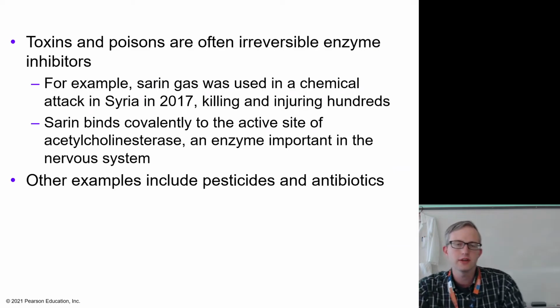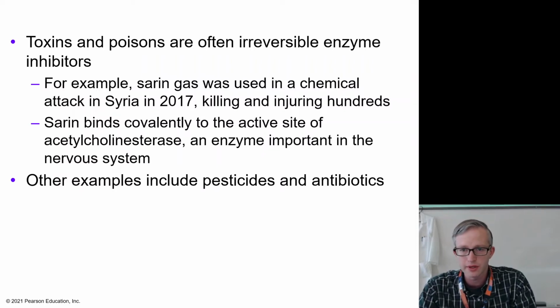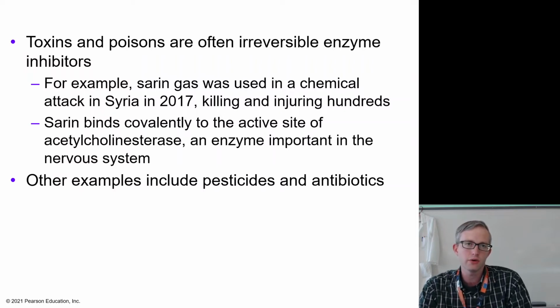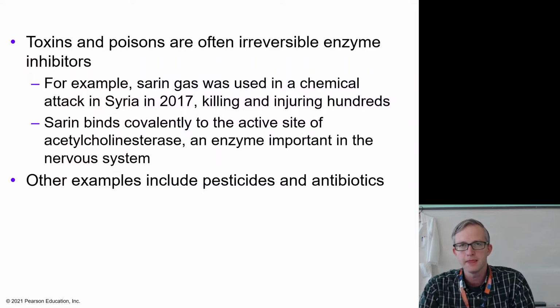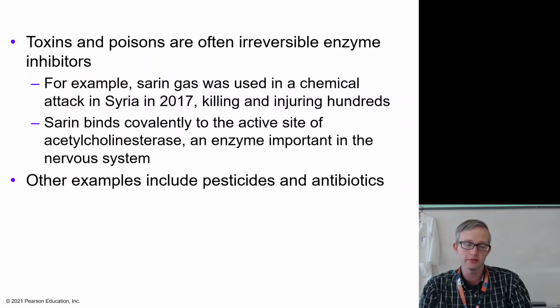There are different toxins that are actually irreversible enzyme inhibitors, and a pretty dark example is sarin gas, which has been used in a variety of places horrifically. But what it does is it binds to the active site of acetylcholinesterase, which is an enzyme. Acetylcholinesterase recaptures the acetylcholine that's released from our nerve cells.